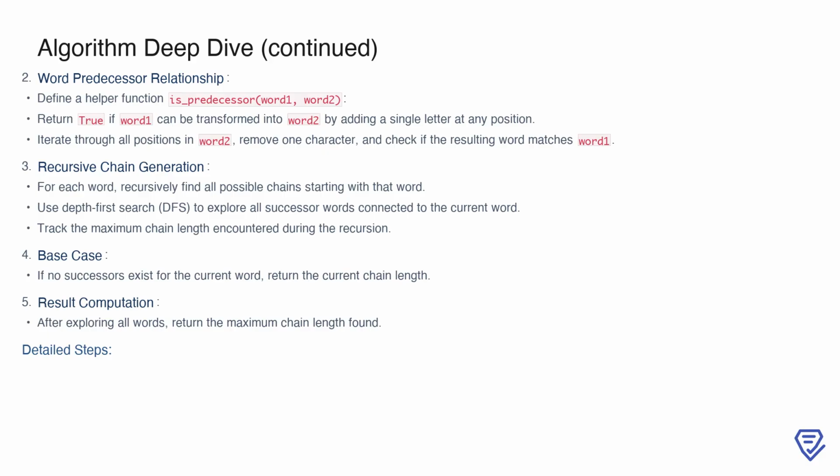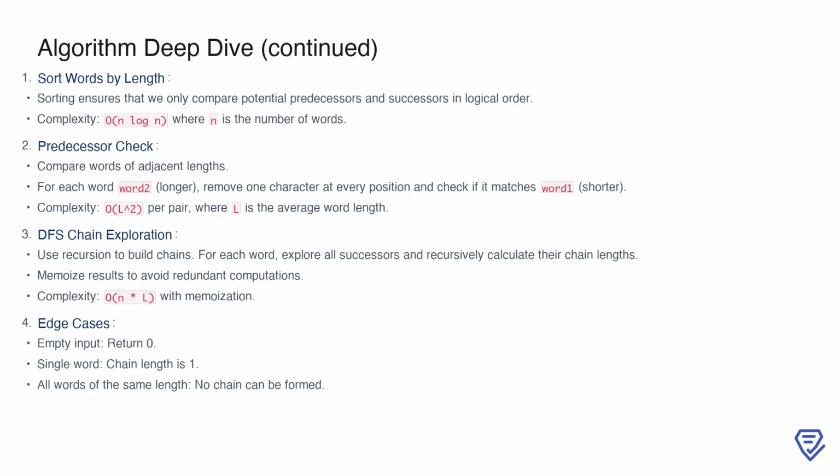Starting with each word, we use depth-first search, or DFS, to explore all possible successor words that are connected to the current word. During this process, we track the maximum chain length encountered. The recursion terminates when no successors exist for the current word, at which point we return the length of the chain formed so far. Finally, after examining all words, we compute the result by identifying the longest chain length across all recursive explorations. The detailed steps of this approach include a few key components.